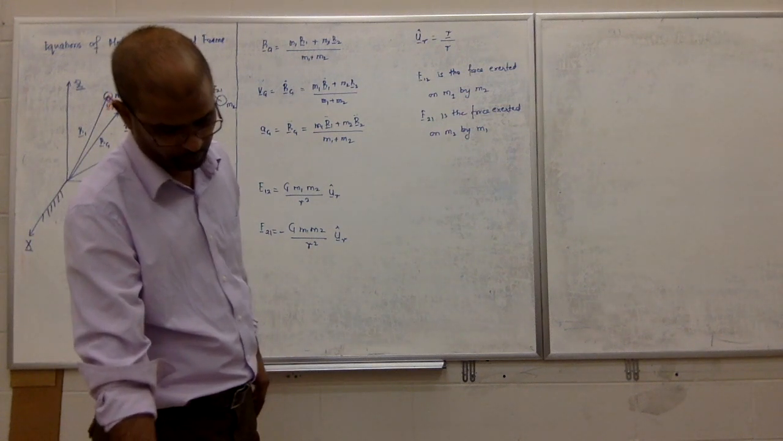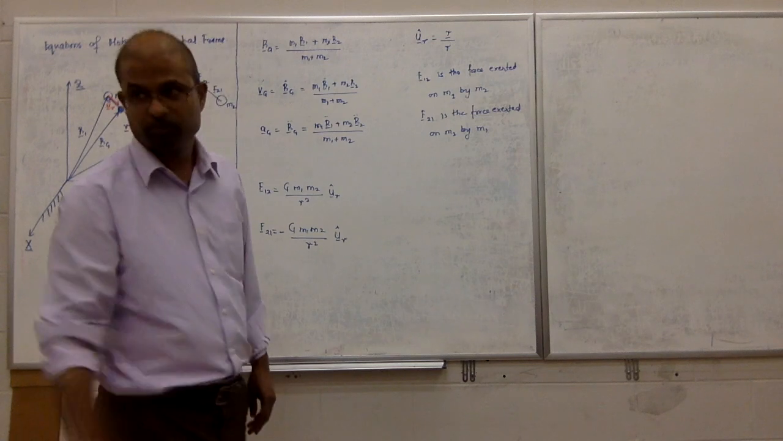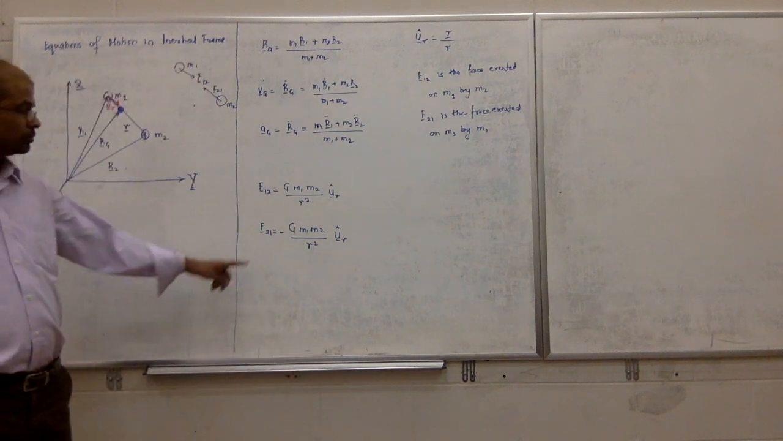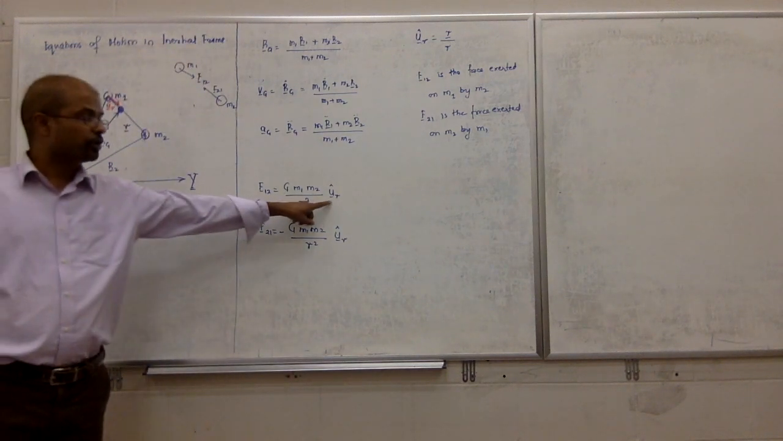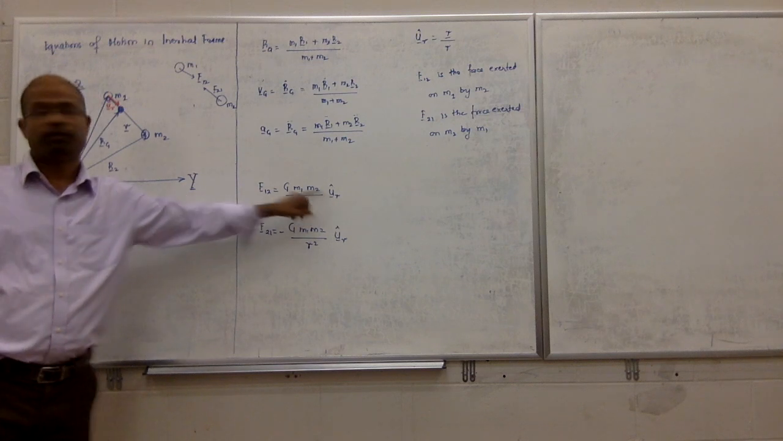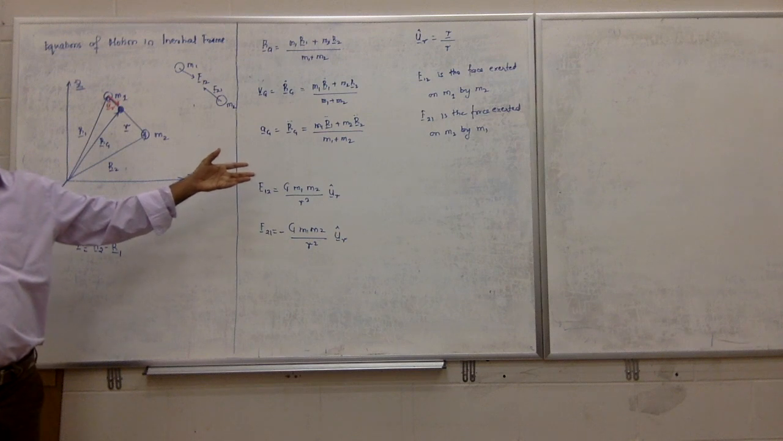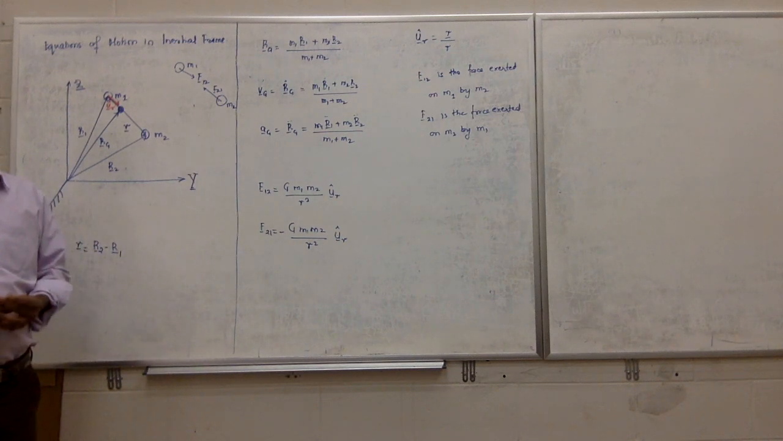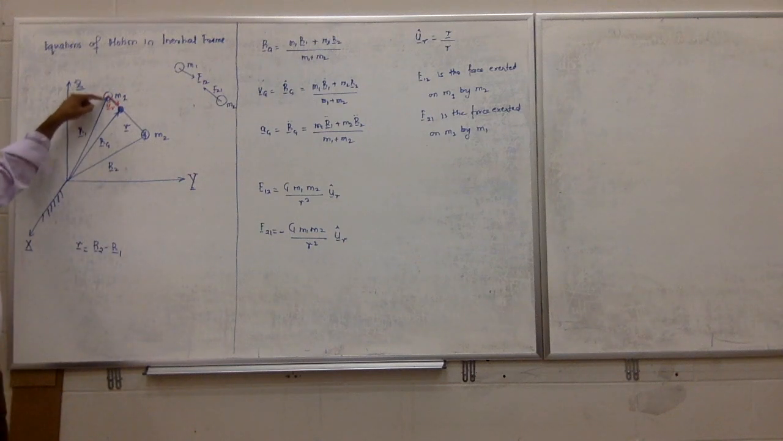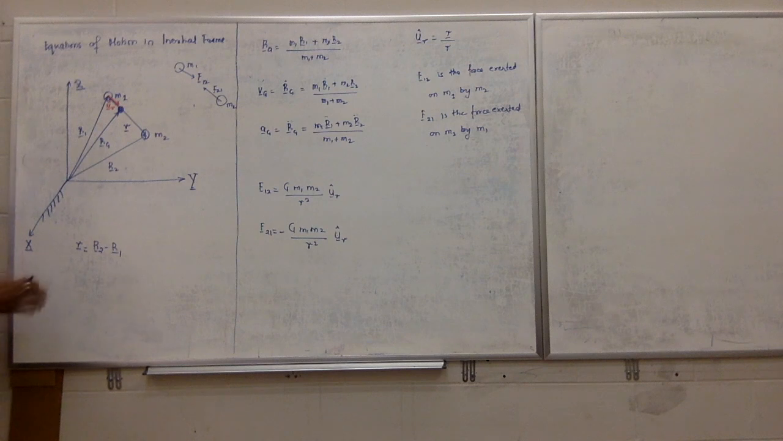Or you can write it the other way too, right? Like the first one would be negative, and the second one not. It depends on how you define this UR. If you define UR the other way, you could have written it like that. But because we defined it from M1, this is how we define it. How you define this is very, very critical.